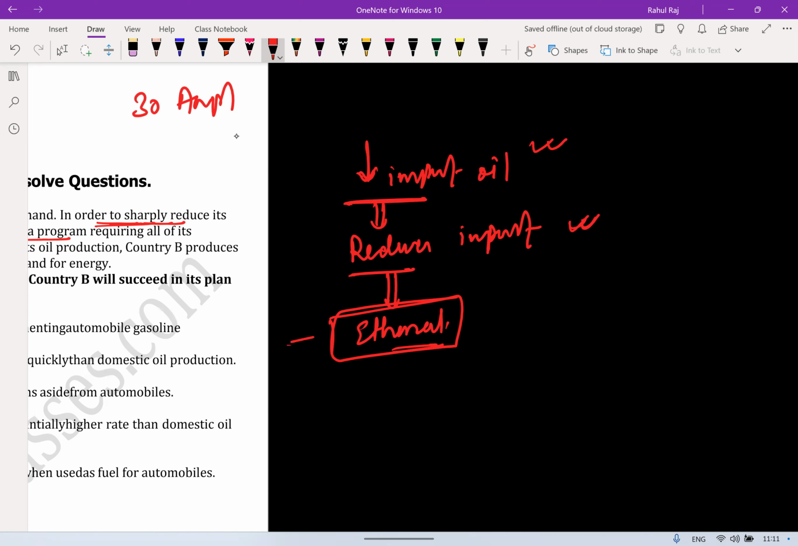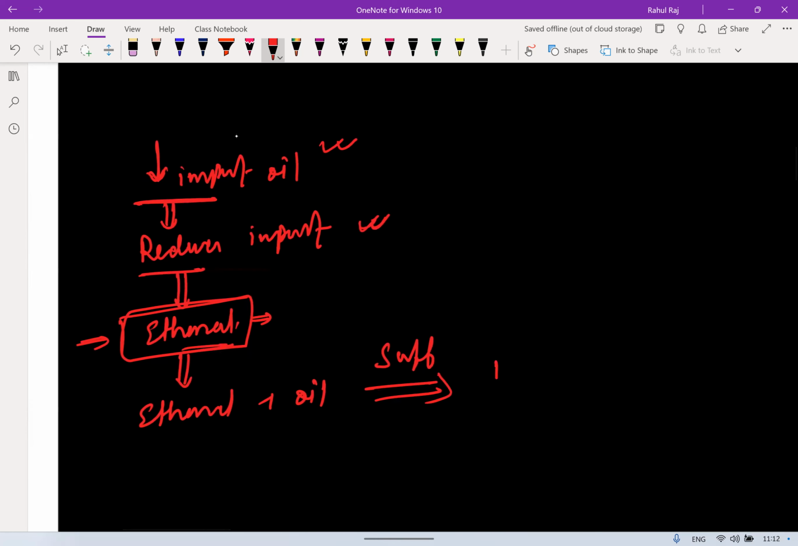Now, how have they reduced the import? They have got ethanol in their country. Now, ethanol is a type of fuel. I think all of us know, in every speech of Nitin Gadkari, you listen, he cannot give a speech without bringing up ethanol. So it might be this country had this resource of fuel called ethanol. And now they are concluding that ethanol plus oil, that is gasoline, is sufficient to meet the current demand.